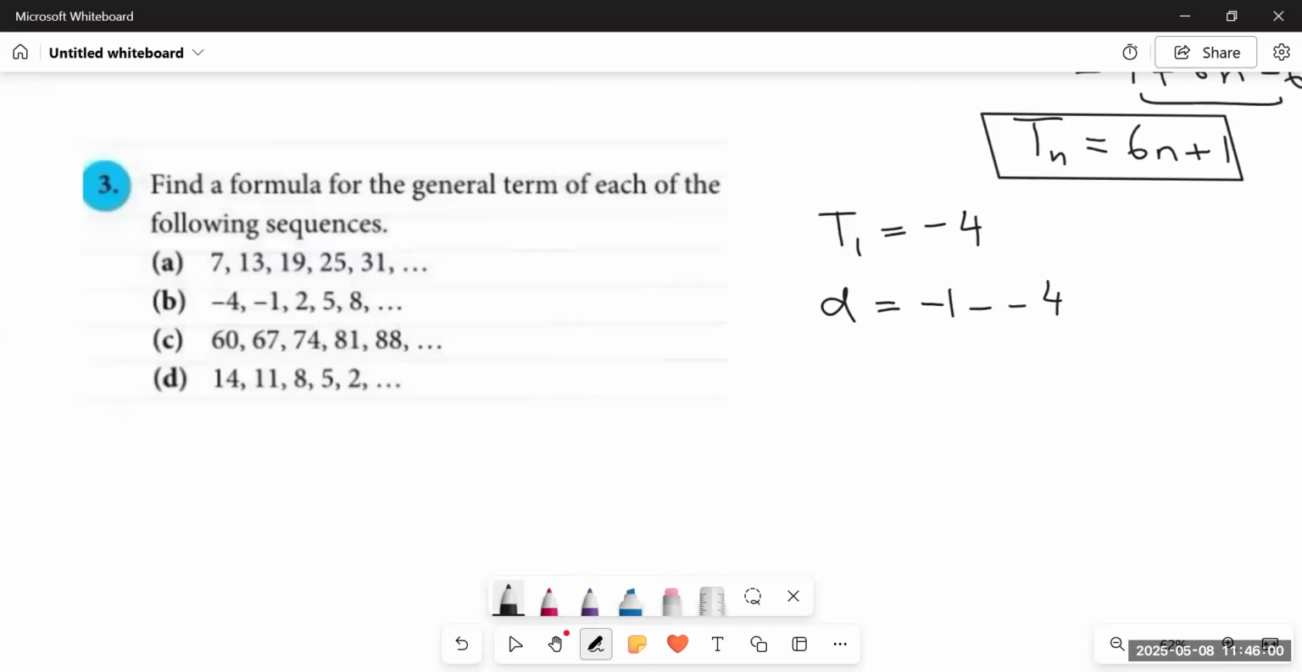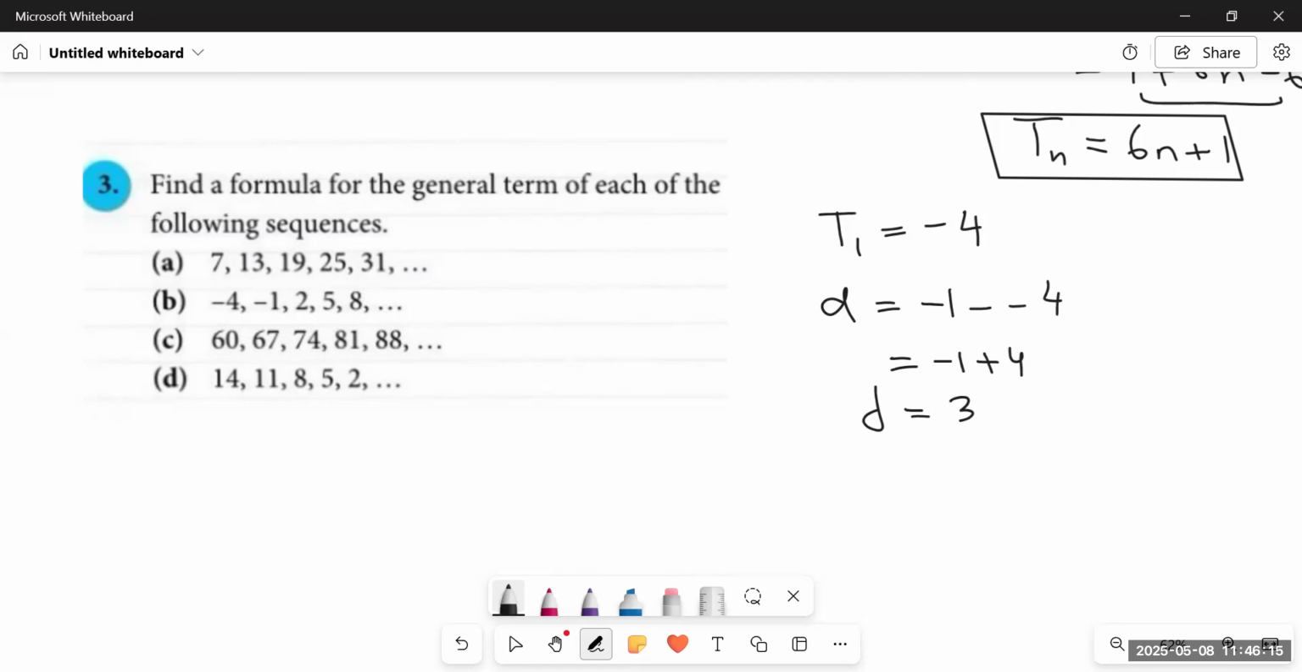Minus 1 and minus 4: the minus of their negativity. So it would be minus 1 plus 4, which is equal to 3. So the difference between every two terms is plus 3. That is, we are adding 3 every time.